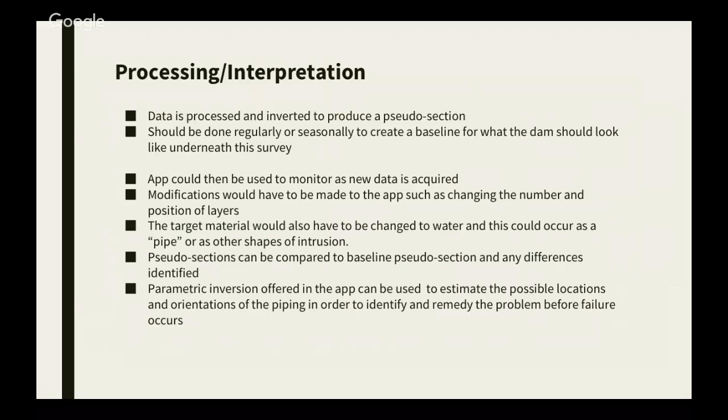Yeah, so the pseudo-section is really the most important part of processing the data. It's all we need because what we're doing with it is comparing it to the parametric DC survey app. So we will change the different parameters of the app to try and model what we see in the real world. There are a couple of changes that need to be made to the app. We want to be able to tailor an actual dam's morphology to the app, so changing layers and so on. We also have to change what we're targeting. Instead of a pipe, we're looking for water or, as we said, saturated soil.